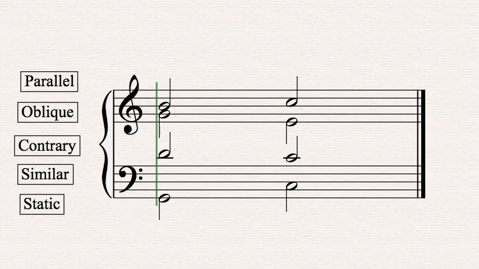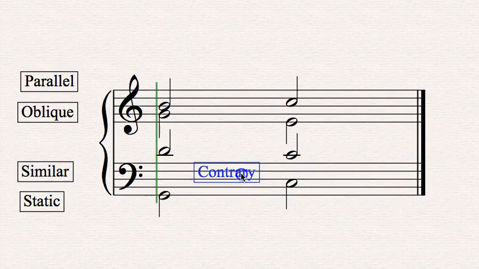Okay, now that you've tried to figure out what the motion is between all of the sets of voices, let's take a look. Between the bass and the tenor, we have the bass moving up in one direction and the tenor moving down in another direction. So this is considered contrary motion between the bass and the tenor. Now, between the bass and the alto voice, we have contrary motion again.